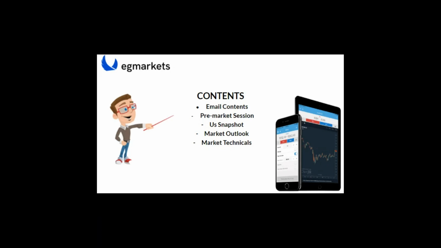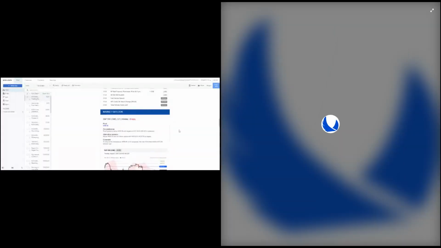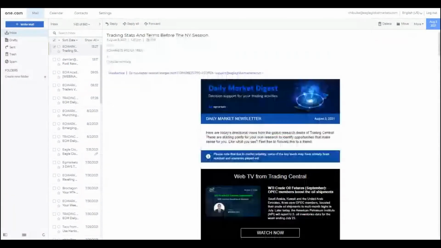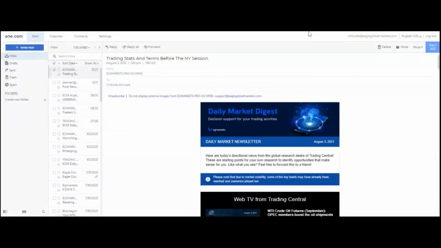Let's dive into today's topic, which is how to use the signals that you get from us. I'll be sharing my screen right now so you can see the email. I also want you to check your inbox. You would have gotten a mail like this from us. Please check your email to confirm if you've gotten a mail like this from us.